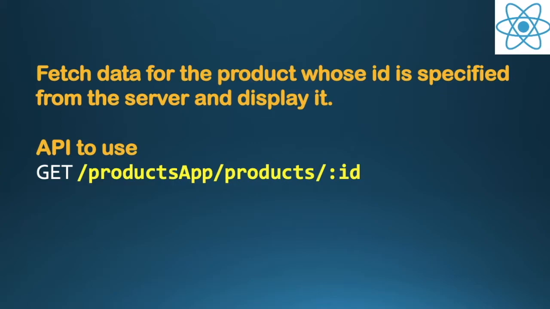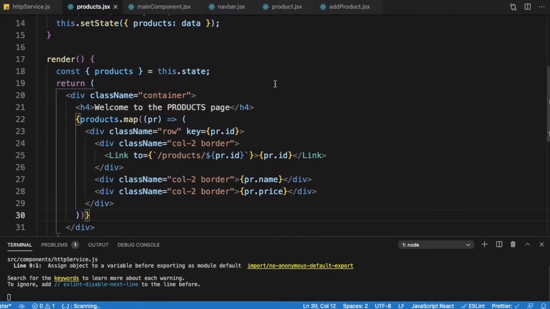Let's look at the next example. Fetch data for the product whose ID is specified from the server and display it. API to use: get /products/:ID. So now in the product, we need to use it. So let's go back and use it.